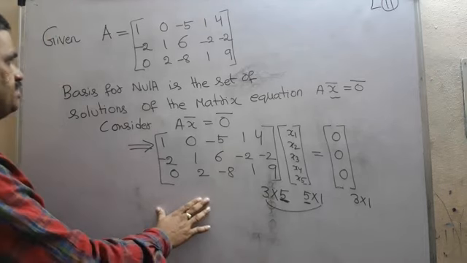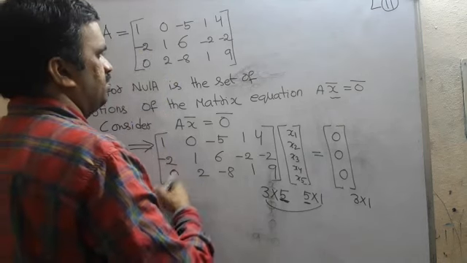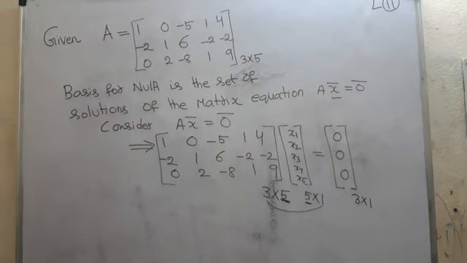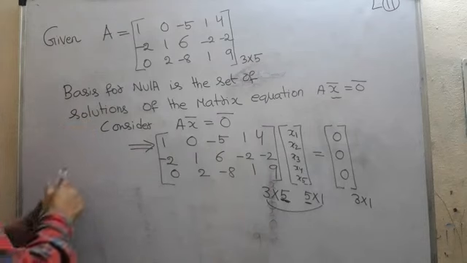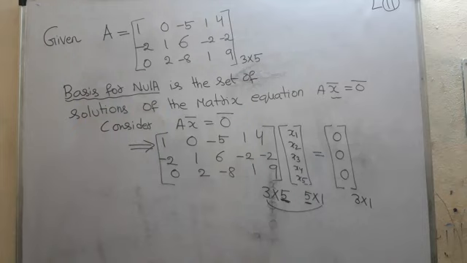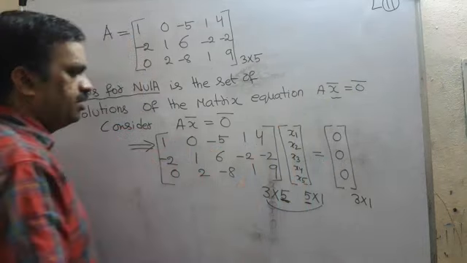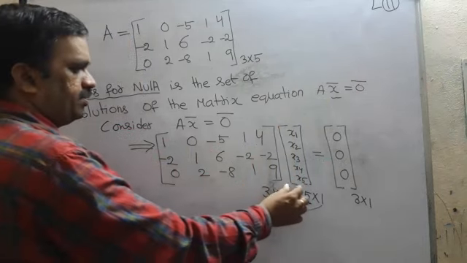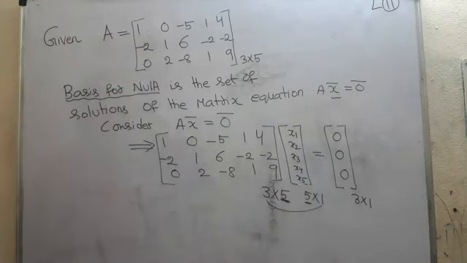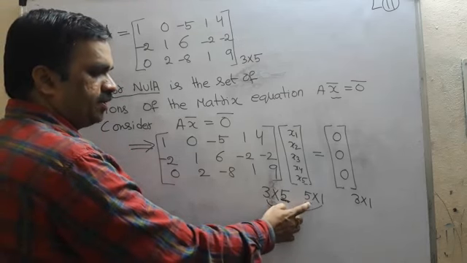Once again, listen. Given A is a matrix of 3 rows and 5 columns. Now we have to find the basis for null A. The basis for null A is the set of solutions of the matrix equation Ax bar is equal to 0 bar. Already we have A. We have to construct the matrix X bar and also 0 bar. Since A has 5 columns, X bar should have 5 rows.